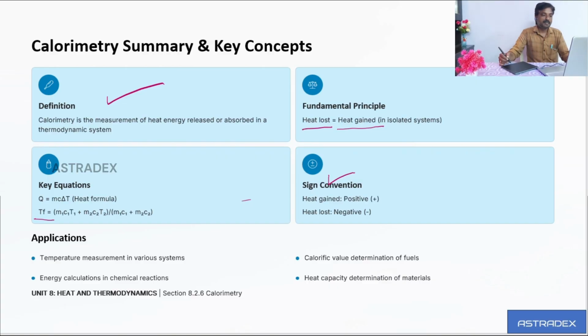Next, applications. What are the applications of calorimetry? Temperature measurement of various thermodynamic systems is done by calorimetry. Energy calculations in chemical reactions are done by calorimetry. Fuel calorific value determination is done by calorimetry. And the heat capacity of various materials can be determined with the help of calorimetry. Okay, that's all.